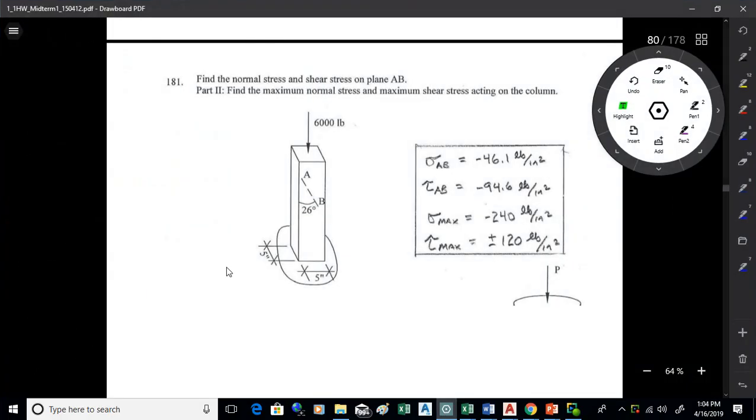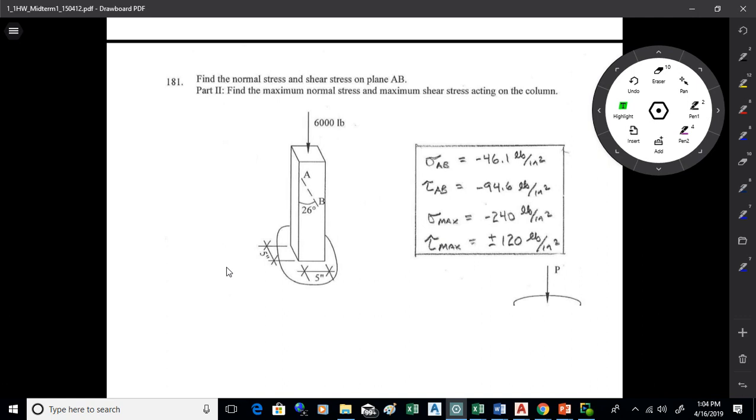So here's the first one that's come due. It's a uniaxial problem, so it's one-dimensional loading on a post there. And what do we want to do here? We want to find the normal stress and shear stress on plane AB. That's one thing we want to do. And the other thing we want to do is find the maximum normal stress and maximum shear stress acting anywhere in the column. All right, so why don't we start with the maximums?